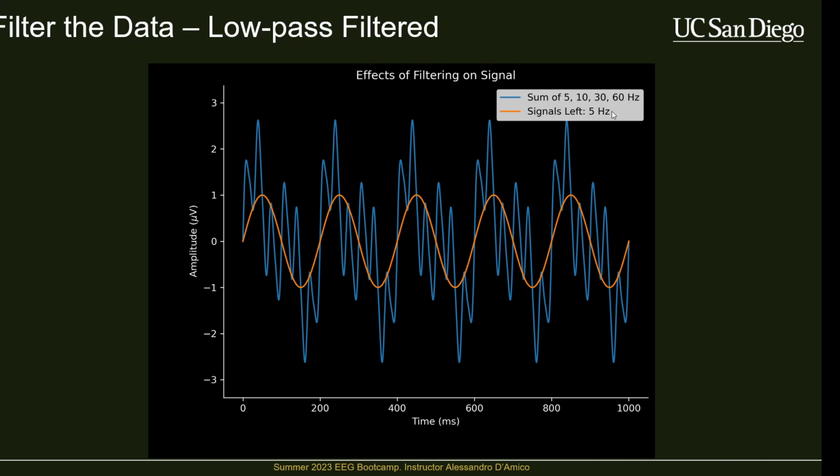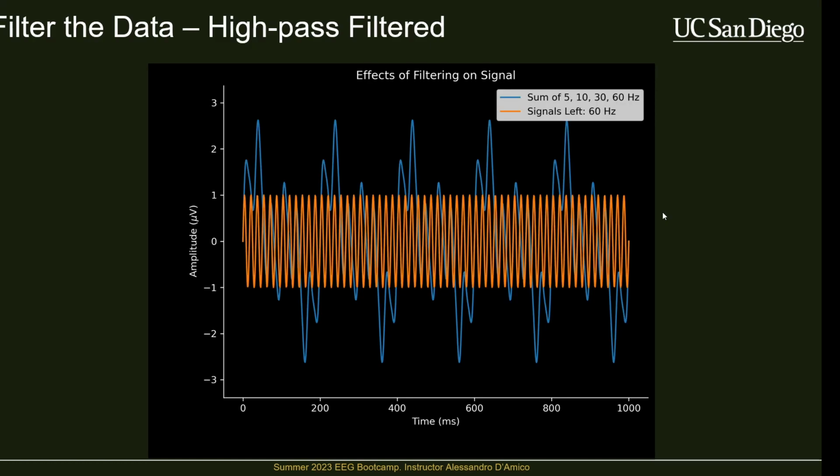So what does that mean if my low pass filter cutoff is 6 hertz? Anything slower than 6 hertz is allowed to pass, everything else is blocked. It's not allowed to go through. So in this case, all of these fast oscillations have gone away, and we're left with this nice pure 5 hertz activity. Again, this is simulated data, but the theory applies to real signals.